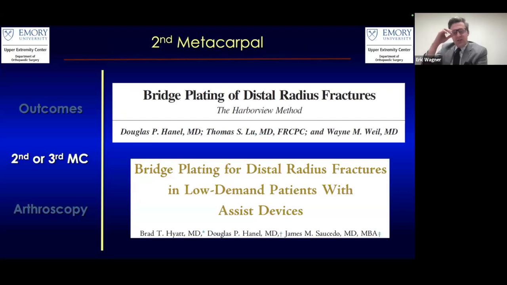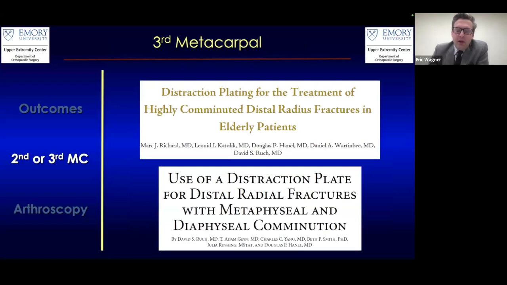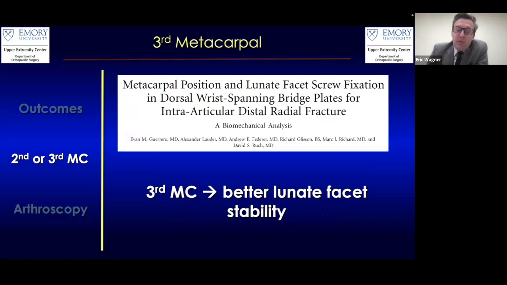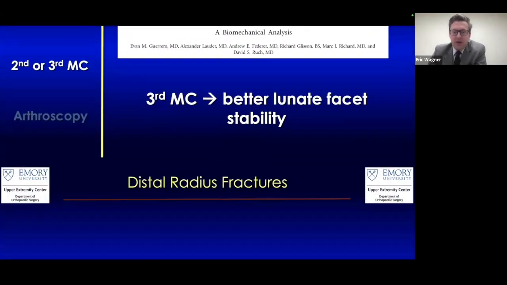So, there's always the question when you ask about bridge plates, do you go to the second metacarpal or the third metacarpal? There's a fair amount of data for both. I think if you're going to the second metacarpal, there's a couple of advantages, and you'll see most of mine are to the second. I do think it improves your ulnar deviation and thus some of the translation. I think it also allows you to not have a third incision at the wrist to make sure the EPL is protected. But the third metacarpal does potentially help with that lunate facet, and depends on your fracture stability. Maybe this is more important depending on the type of fracture you have.